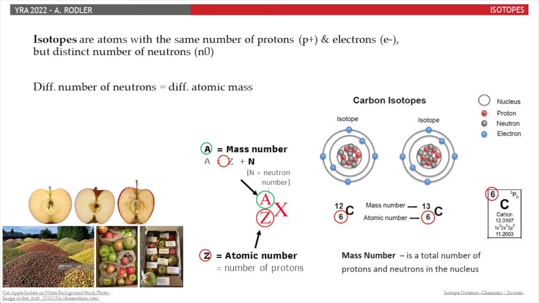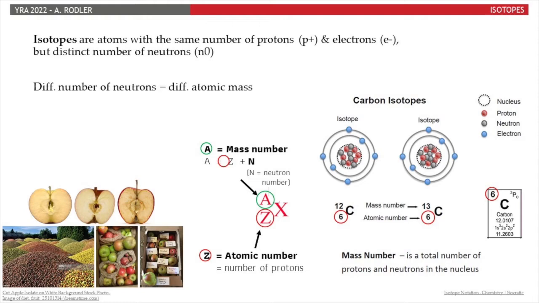So just very briefly, what are isotopes? Isotopes are atoms with the same number of protons and electrons, but distinct numbers of neutrons. So the number of neutrons is also what we then call the atomic mass. Or rather, the different number of neutrons makes for a different atomic mass.